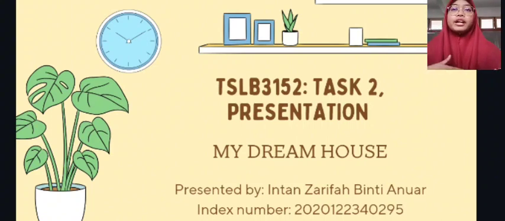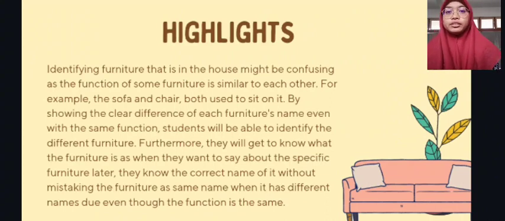So today I am going to present about my digital innovation titled My Dream House. The highlight on why I chose this product to be innovated is because it's very important in identifying furniture that is in the house, and it can be confusing as the function of some furniture is similar to each other. For example, we have a sofa. The function of a sofa is the same as a chair. We use it for sitting, to sit on it.